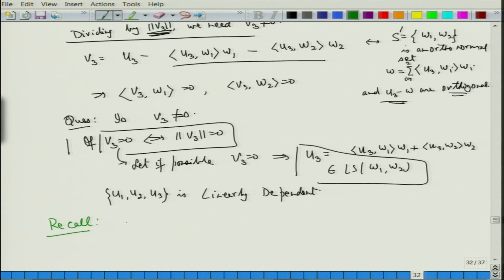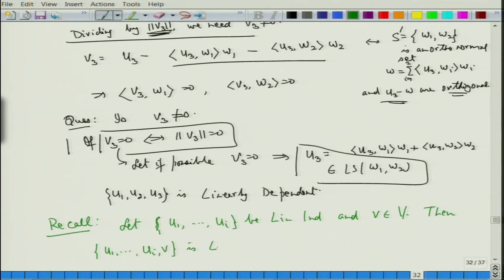Recall. Let u1 to ui be linearly independent and v belong to V, then u1 to ui, v is linearly independent if and only if v does not belong to LS of S, or which we say that v belongs to V minus LS of u1 to ui. So, not S here.